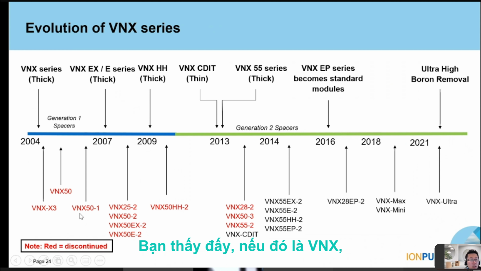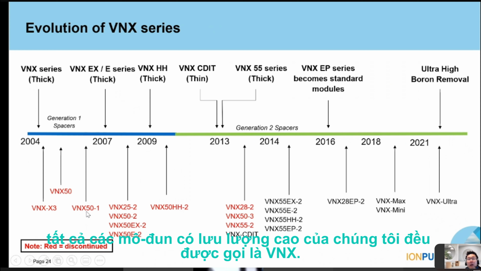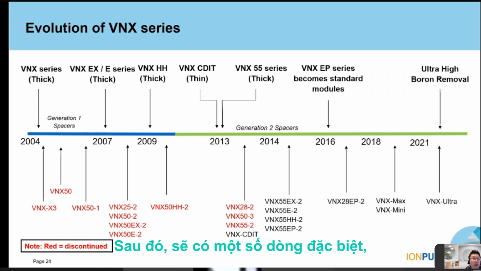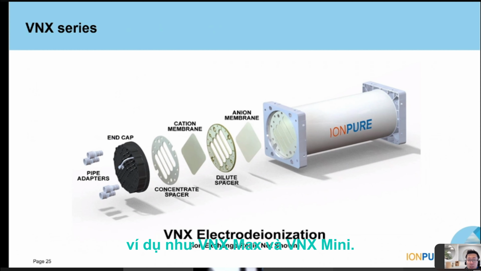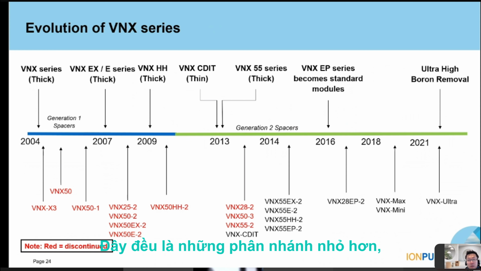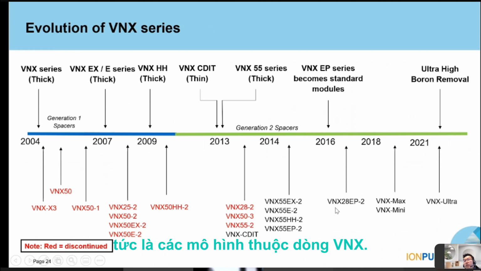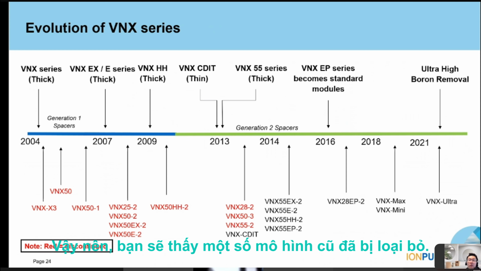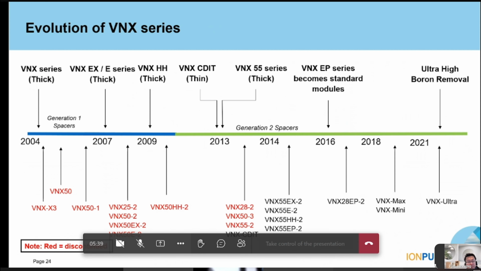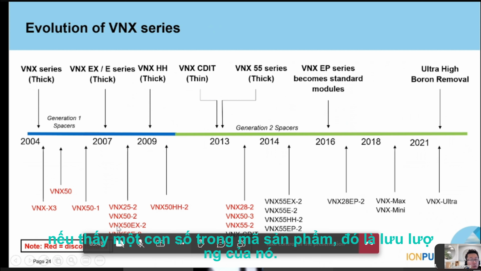If you see VNX, all of our high flow rate modules, we term it as VNX. Afterwards there are some special models, like VNX Max and Mini. All these are the subdivisions, the models within the VNX family. And if you see the older ones, those are obsolete.